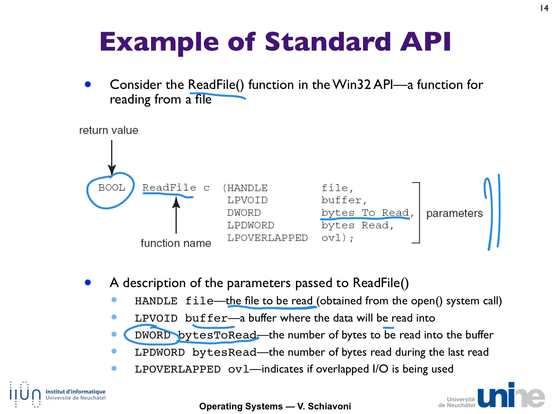And there is also the number of bytes that the read call has read during the last read, so during the previous one. And there is some other Windows-specific parameter that relates to overlapping I/O. So in general, you will find this set of descriptions for a given system call: the name, the return type, the set of parameters with their types. And this is how you can start using a given API for an OS.